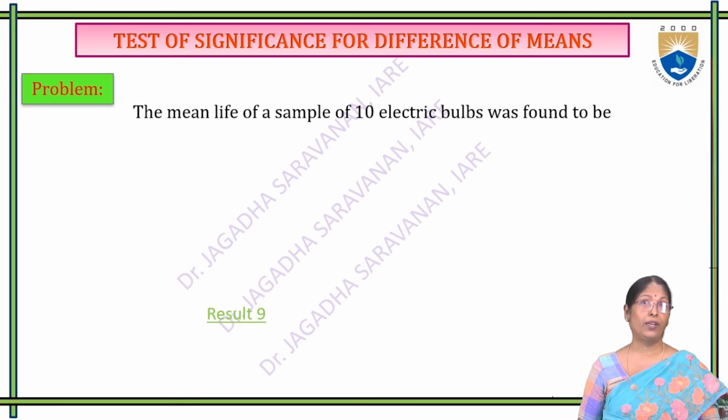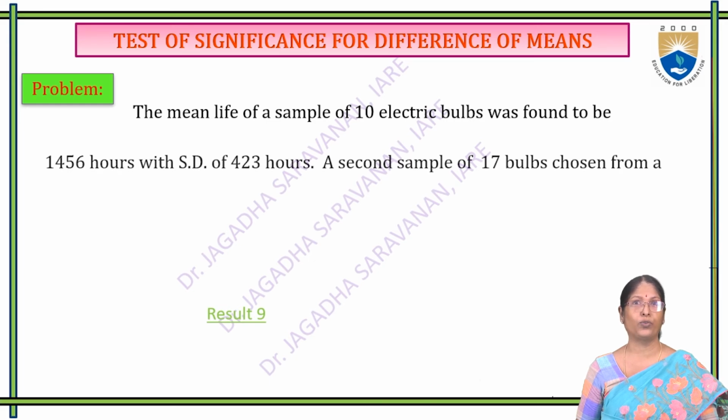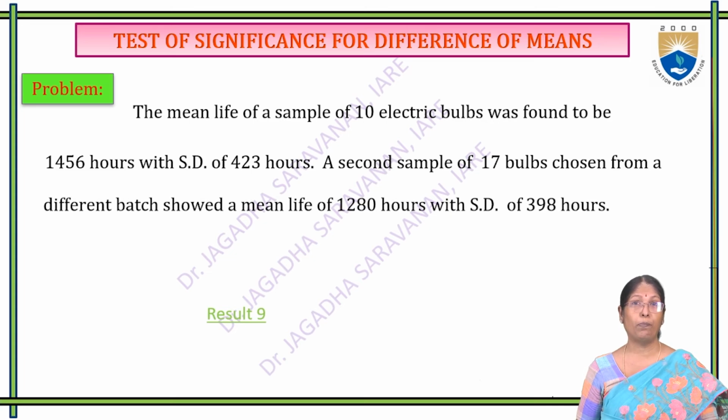The mean life of a sample of 10 electric bulbs was found to be 1,456 hours with a standard deviation of 423 hours. A second sample of 17 bulbs chosen from a different batch showed a mean life of 1280 hours with a standard deviation of 398 hours. So that is the part of the question we have read now.